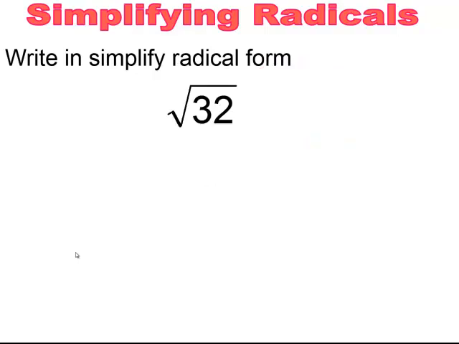Pause and try. My highest perfect square factor is 16. My leftover is 2. I simplify the square root of 16 and I get 4 root 2. So you don't keep on simplifying. Once it's simplified, you're done.